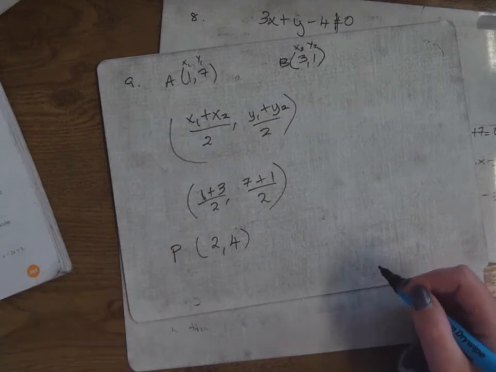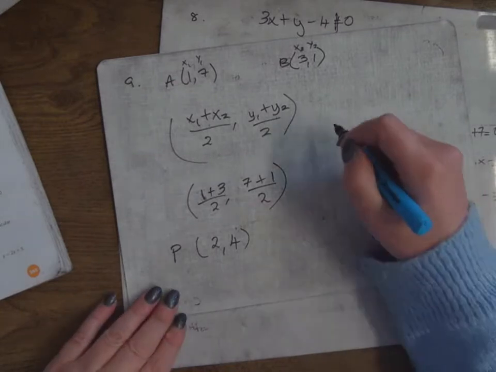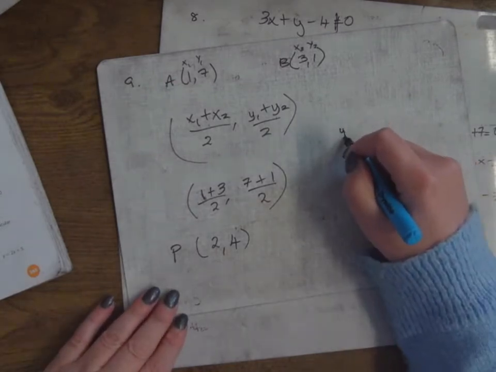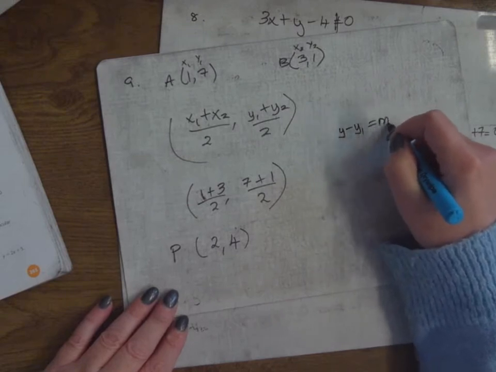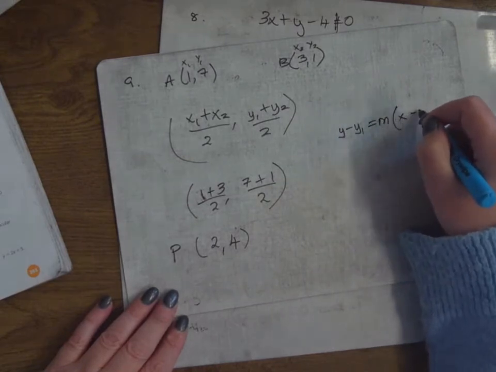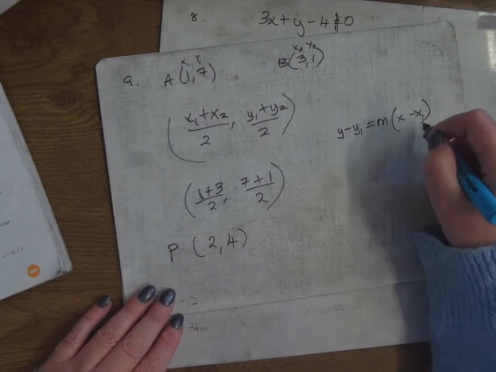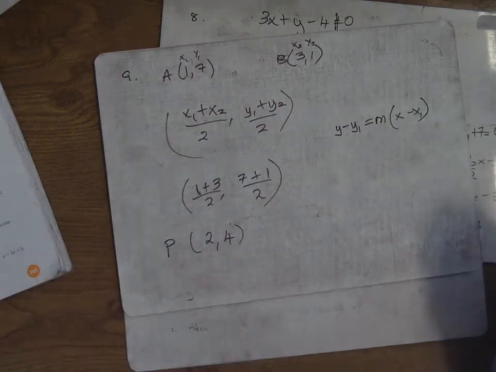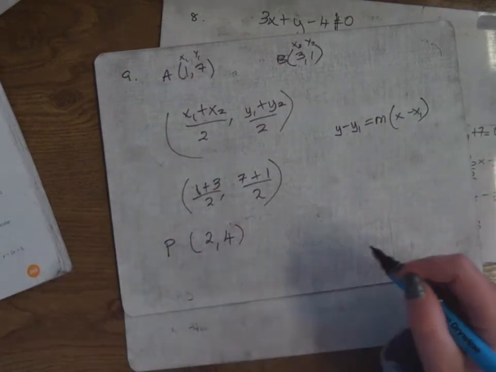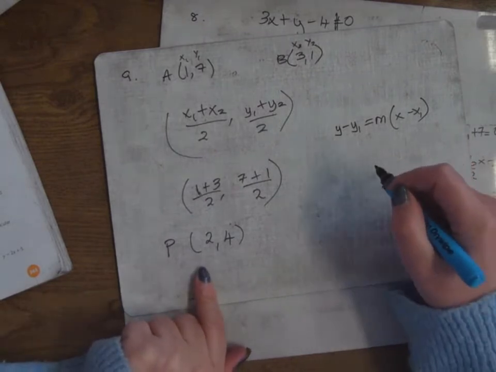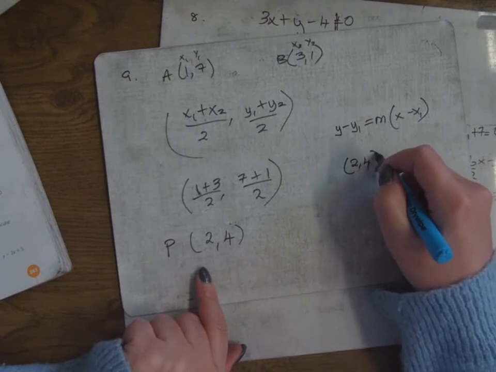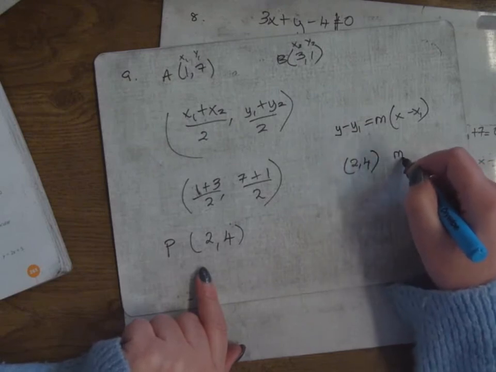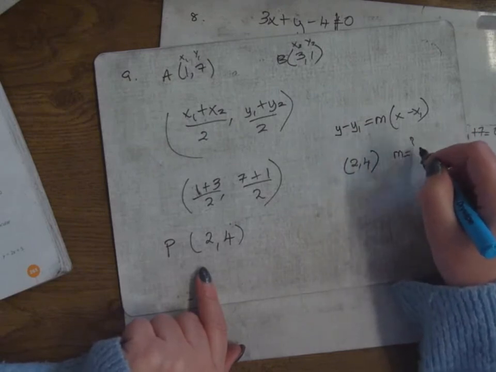Find the coordinates of P, just did. Now find the equation of the line. So I'm looking for the equation of a line: y minus y1 equals m into x minus x1. In order to get the equation of a line, what do I need to know? I need the slope and a point. And they told me the point, they told me the point was 2, 4. They didn't tell me the slope, so I'm missing the slope, aren't I? So I'm not ready to fill that out just yet.